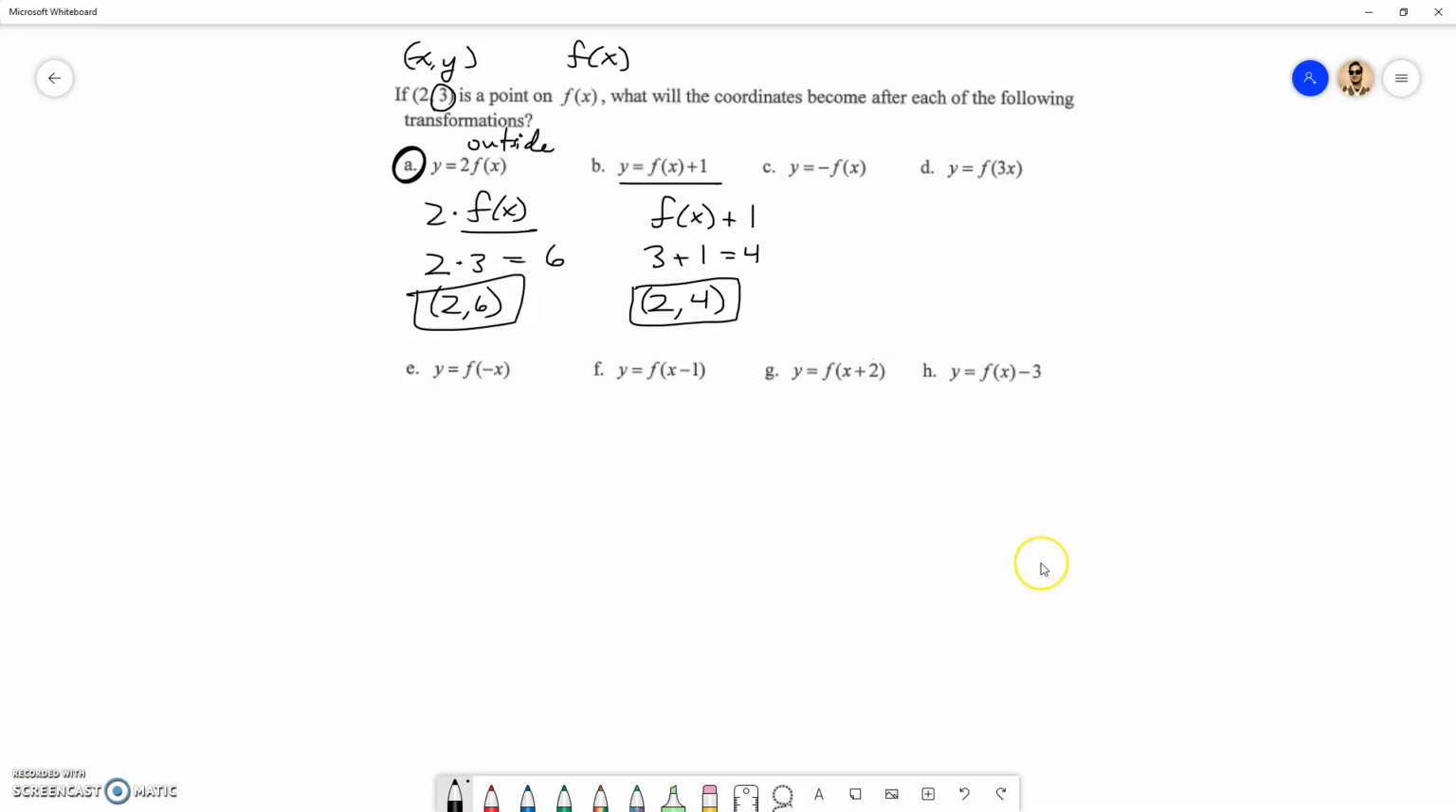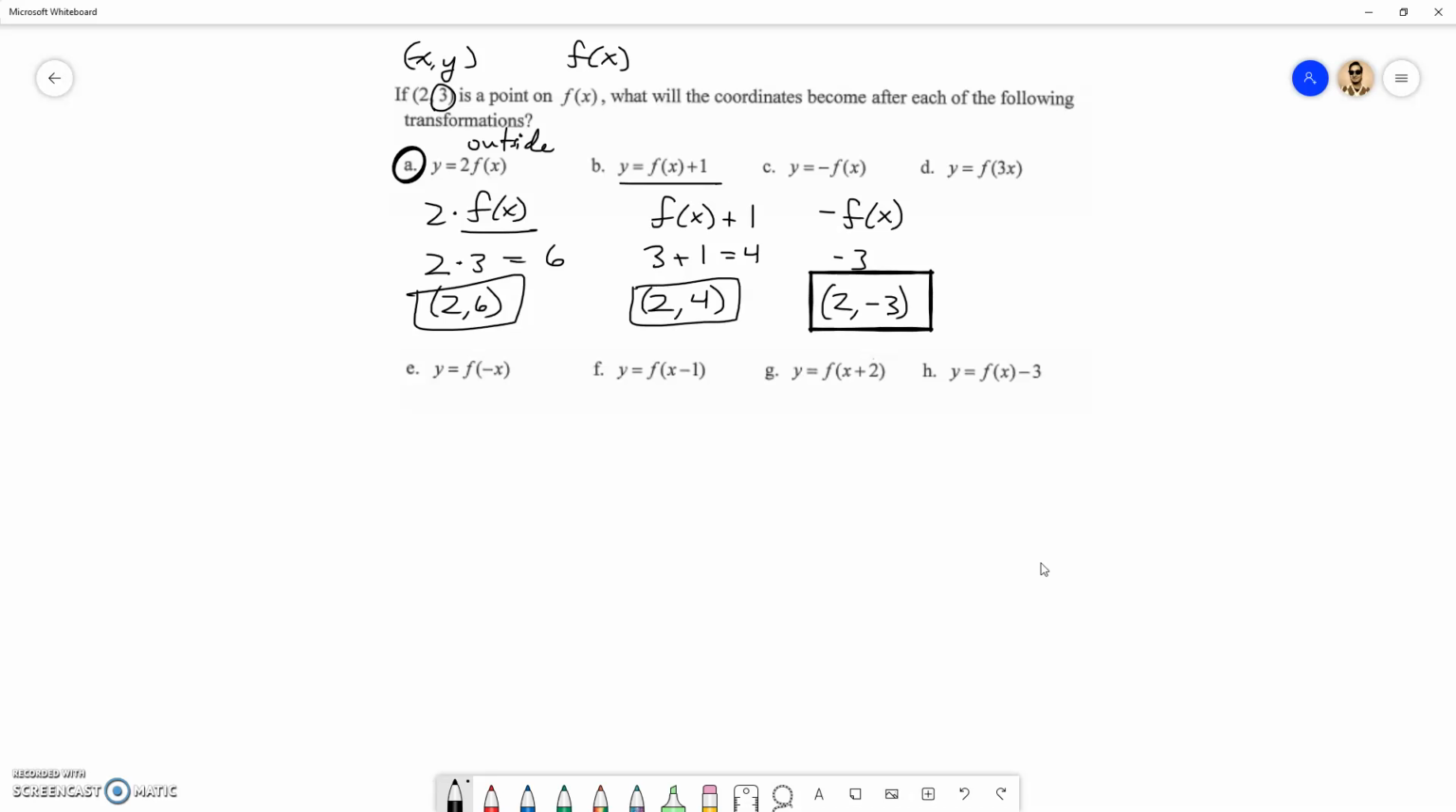Let's take a look at C. It appears we're taking our function f(x), whatever it might be, and all the y values get negated. So y is 3, right? And we're going to negate it. It's going to be negative 3. So I should have a new point at (2, -3).